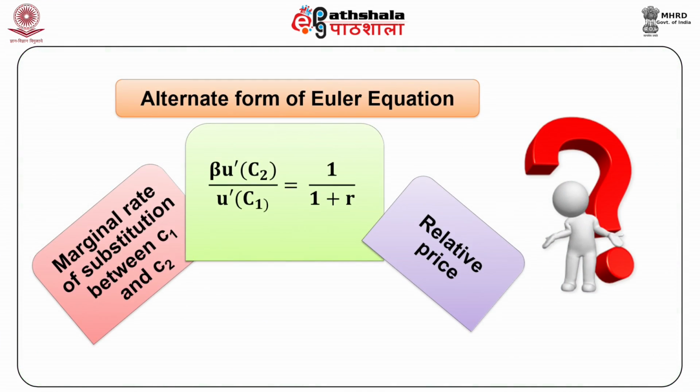Alternatively, the Euler equation can be written as β U'(C2) / U'(C1) = 1 / (1 + r). In the equation, the marginal rate of substitution between C1 and C2 on the left hand side is equated to the relative price 1 / (1 + r).